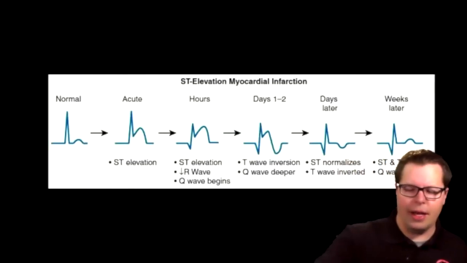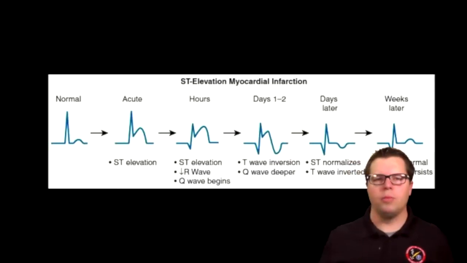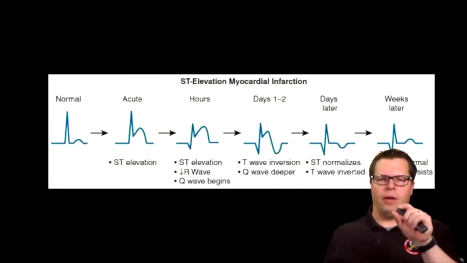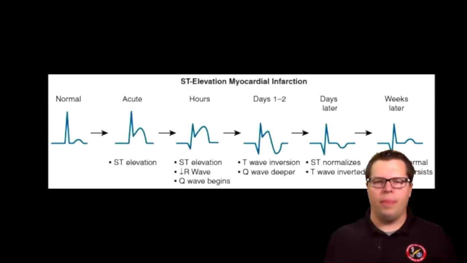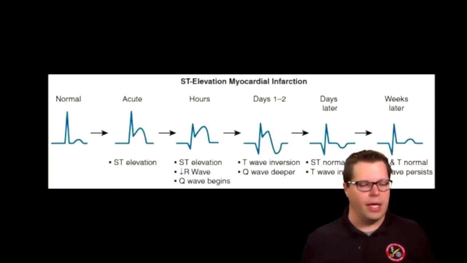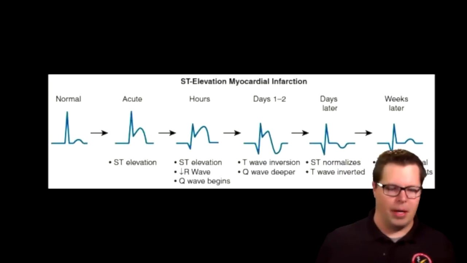It is worth noting the millimeter criteria. I've got a whole thing on STEMI coming up here, so I'm not going to belabor it too much, but the definition is basically 2 millimeters of ST elevation in V2 and V3, and every other place in the heart, 1 millimeter of ST elevation is significant and enough to call a STEMI, an ST elevation MI.